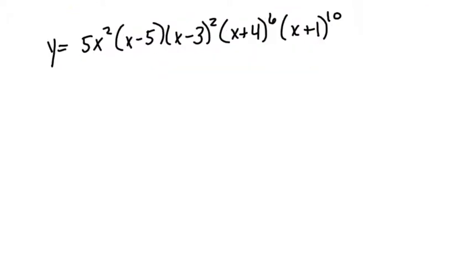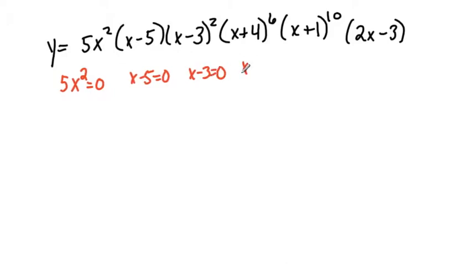All right, let's do one more. I'm going to add 1 to this. I want to put a 2x minus 3 here. Okay, so the first thing I want to do is set each piece equal to 0. So 5x squared equals 0. X minus 5 equals 0. X minus 3 equals 0. X plus 4 equals 0. X plus 1 equals 0. And 2x minus 3 equals 0.